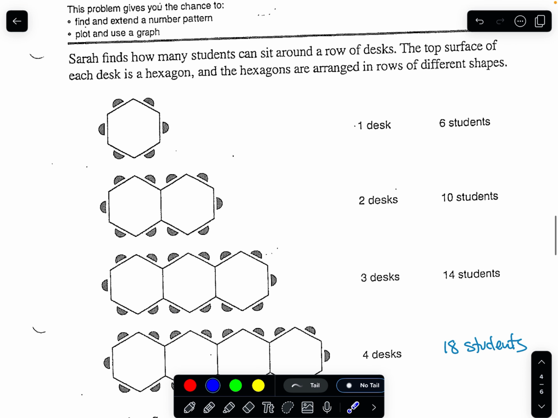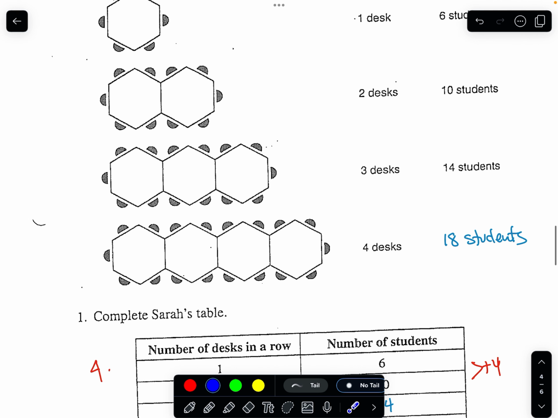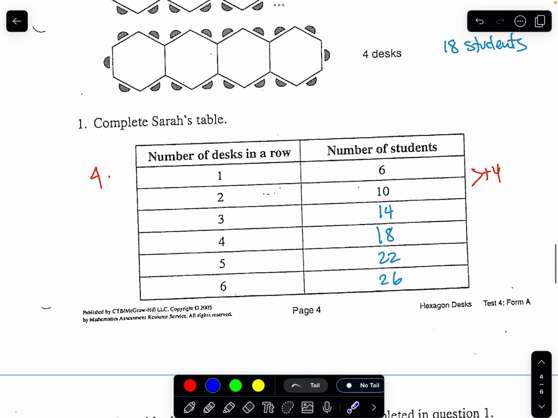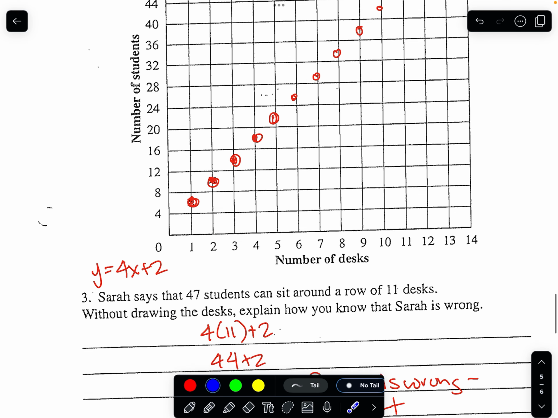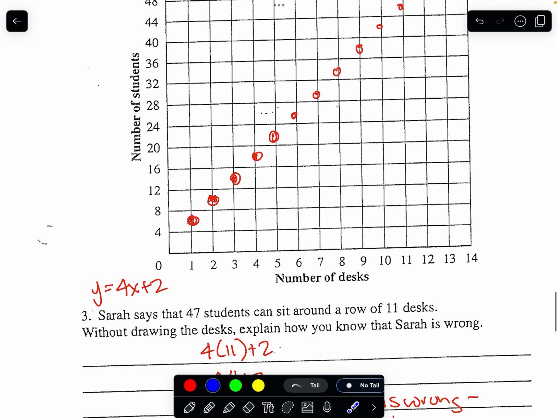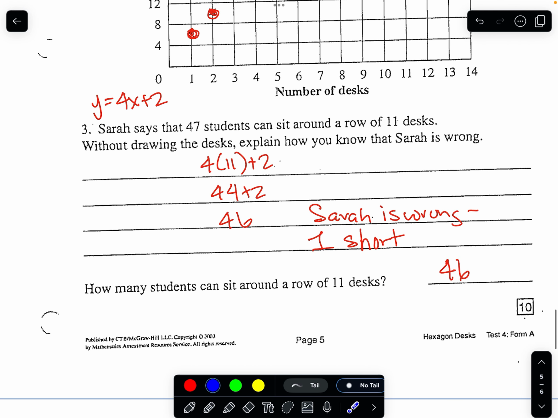On the hexagon tables, you could see that the first desk has 6 chairs, or can hold 6 students. 2 desks pushed together can hold 10. 3 can hold 14, and 4 can hold 18. When we look at here, we can see it's going up by 4 every time, which reminds us we're multiplying the x value by 4. And in order to do that, 4 times 1 is 4, and then to get to 6, we'd add 2. Right? So we have our function rule here. We'd graph there, and we'd answer this question.